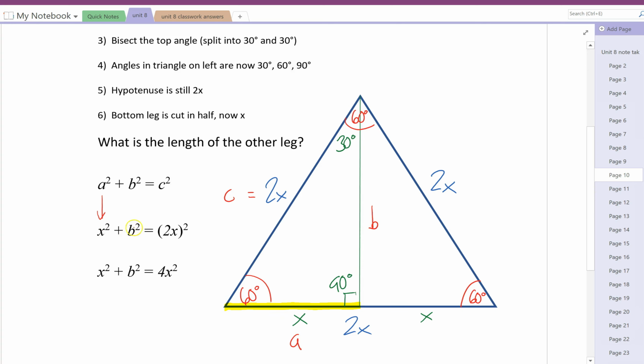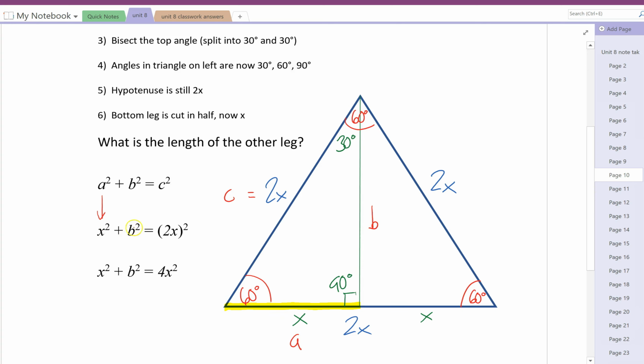X squared plus b squared stays the same for now. When I square 2x, that's like saying 2x times 2x. I have to square the two constants, so 2 squared is 4, and then x squared is just x squared. That's how I got here. 2x squared means 2x times 2x, which gives me 4x squared.